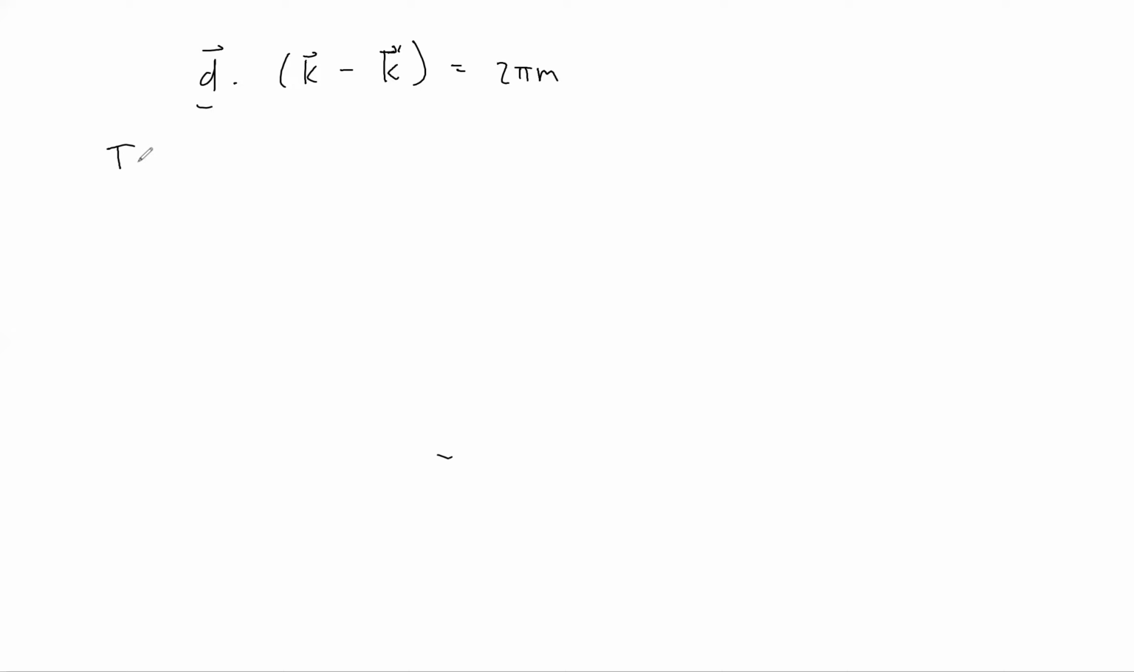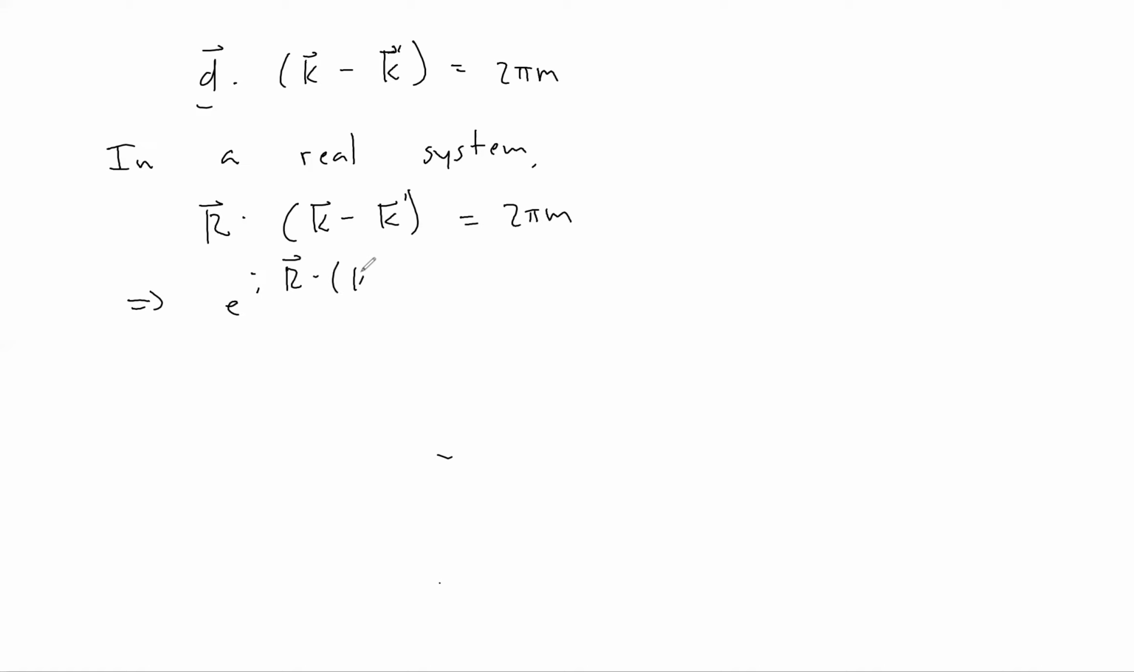So we would have capital R dot (k minus k prime) is equal to 2 pi m, where R now is any vector in the lattice. So what this means then is that e to the i R dot (k minus k prime) must be equal to 1. But we've seen this before, right? Any vector big K such that e to the i big K dot R is equal to 1 for all big R must be in the reciprocal lattice.